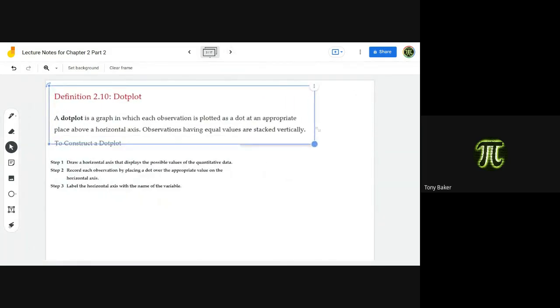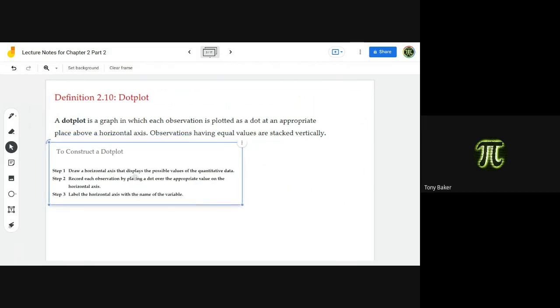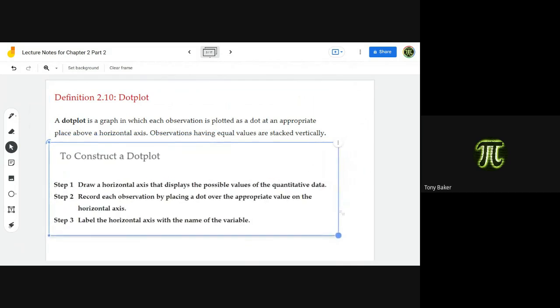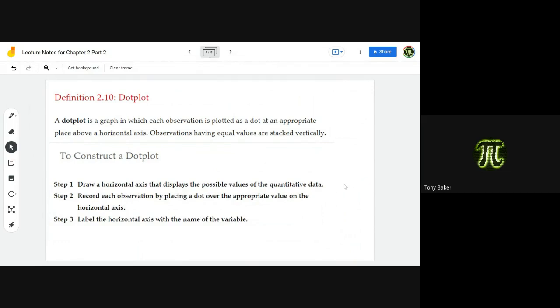Next, dot plots. A dot plot is a graph in which each observation is plotted as a dot at an appropriate place above a horizontal axis. Observations having equal values are stacked vertically. So when you're constructing it, you're going to draw the horizontal axis, record each observation by placing a dot over that value, and you label the horizontal axis with the name of the variable.